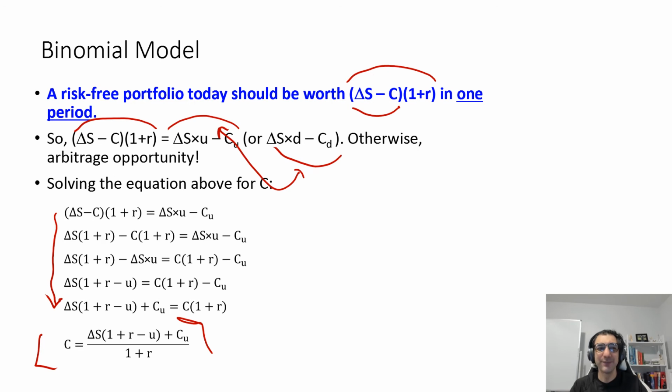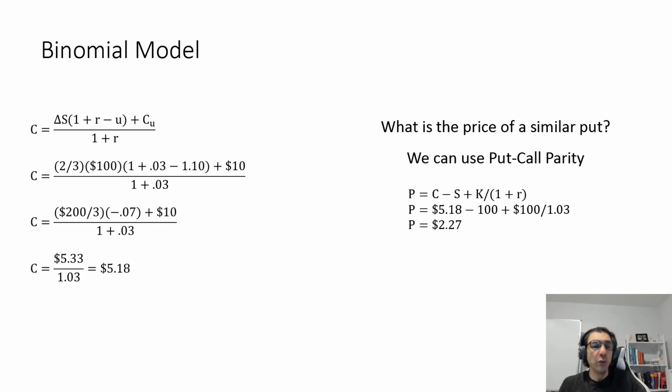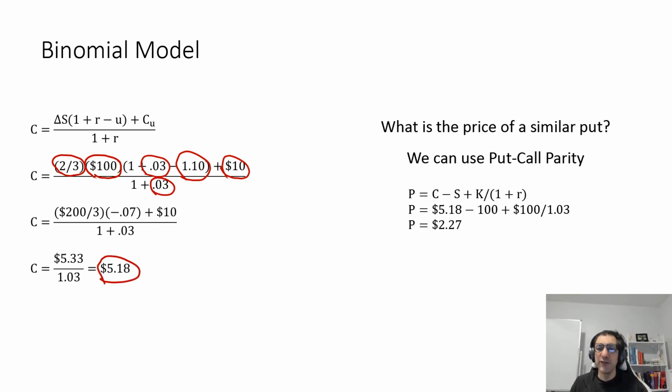So let's do this. I'm just plugging the numbers. This is your delta, 2 over 3. This is the value of the stock, $100. This is your R, which is 3%. This is the U, which was 1.1. This is the value of the call option, $10. And again, this is the risk-free rate. If you plug the numbers, you can find the value of the call option for this example, which is $5.18, and this is per stock. The value of the option per stock.